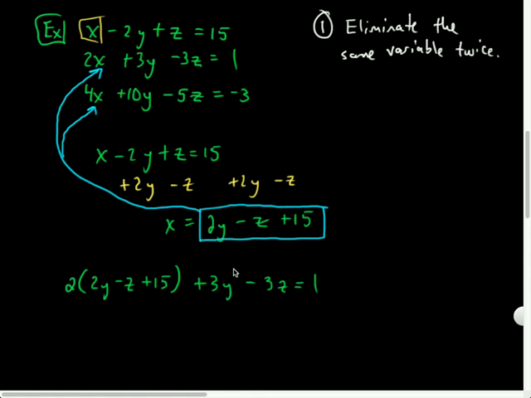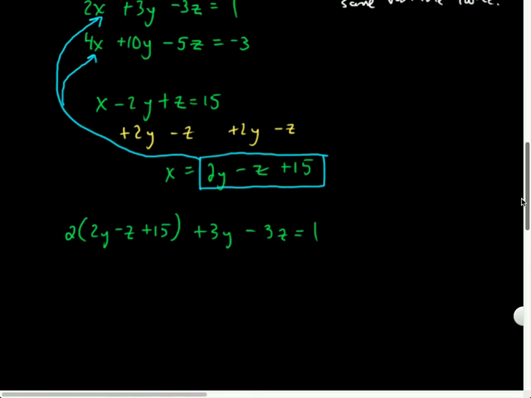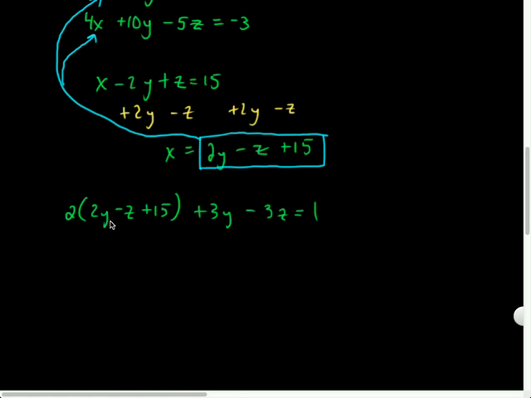I'm going to leave myself some room. I'm going to come back to that. I might need a couple steps, a couple lines. And then I'm also going to plug it in for x in the other equation. So I'm going to have 4 times 2y minus z plus 15, replacing x in x plus 10y minus 5z equals negative 3.